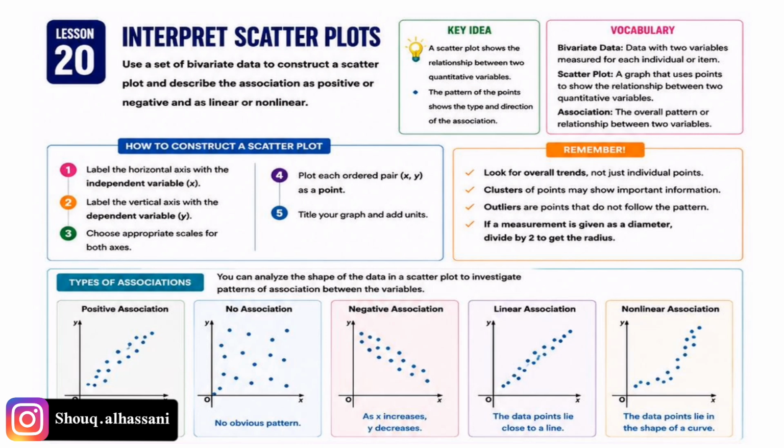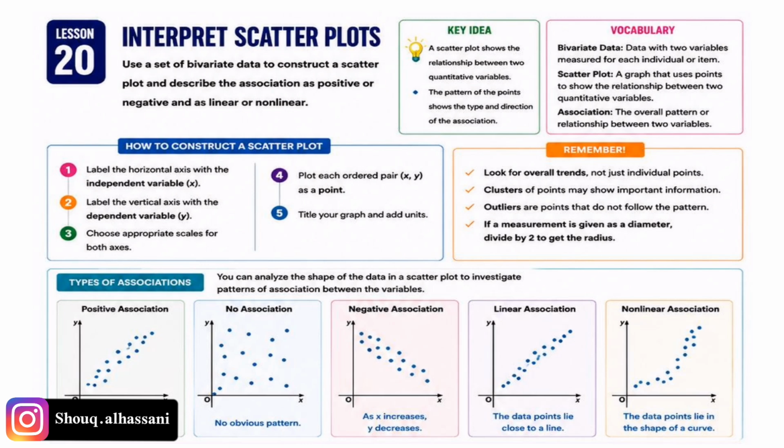Now, what does it tell us? We don't look at single points. No, we look at the big picture. What is the trend? Going up, positive association. Going down, negative association. Straight line, linear. Curve, nonlinear. But wait, what are those weird points? Those are outliers. They do not follow the pattern. They stand out like that one student who didn't get the meme. Always focus on the overall trend, not just one dot.